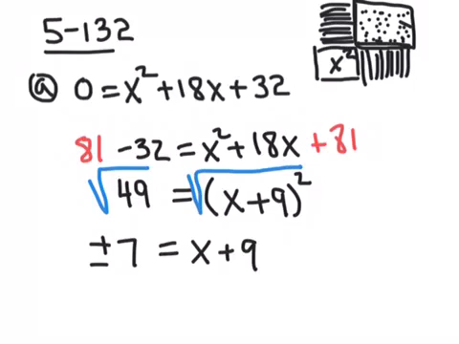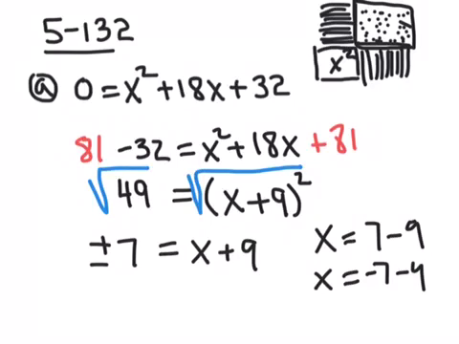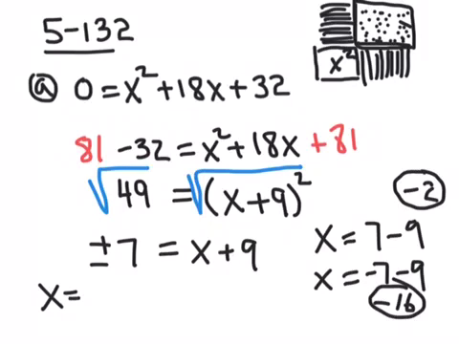Now, I am going to do two equations here. So let me do this over here. I'm going to subtract 9 from both sides. So here's one equation where x is equal to 7 minus 9, and x is also equal to negative 7 minus 9. And those numbers end up to be negative 2 and negative 16. So this would give me negative 2 as an answer, 7 minus 9, and this one over here is negative 16. Kind of messy, but we would end up with x equals negative 2 and x equals negative 16.